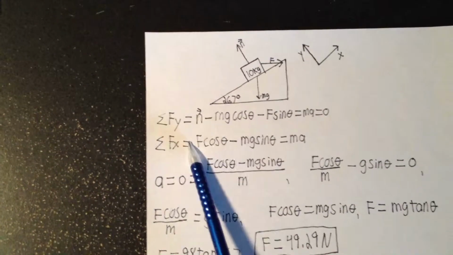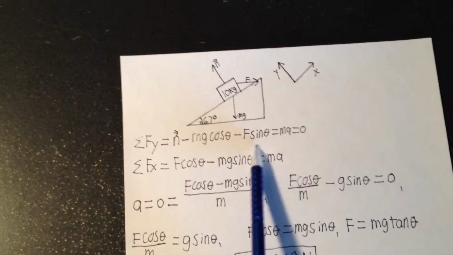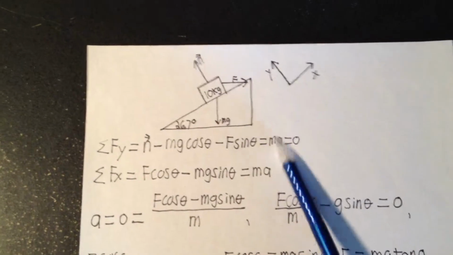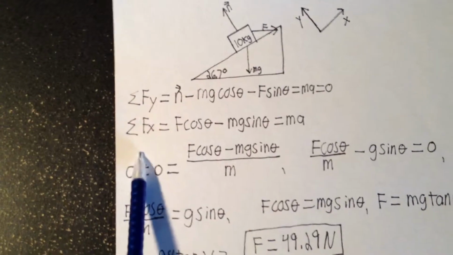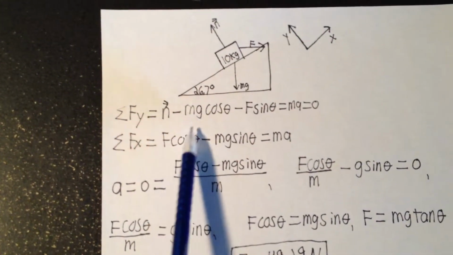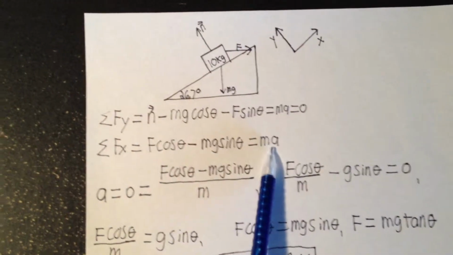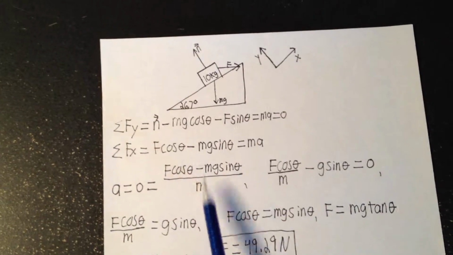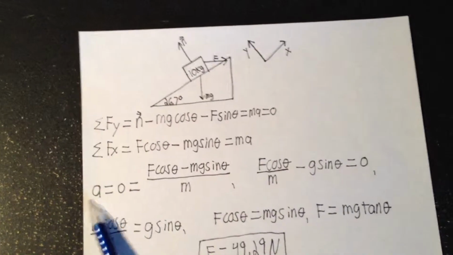The sum of the forces in the y direction are normal force minus mg cosine of theta minus the force F sine of theta equals ma, which equals 0 because there's no acceleration in the y direction. And the sum of the forces in the x direction would equal F cosine of theta minus mg sine of theta equals ma. To find the force you would need to have the block stay still, the acceleration would be 0. So we set acceleration equal to 0, and we get this equation.